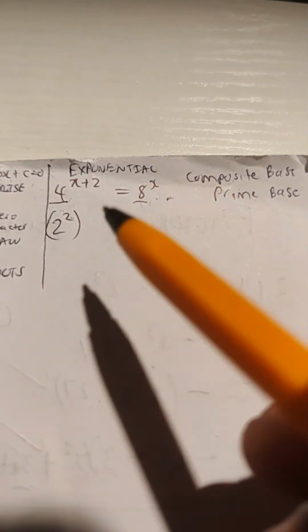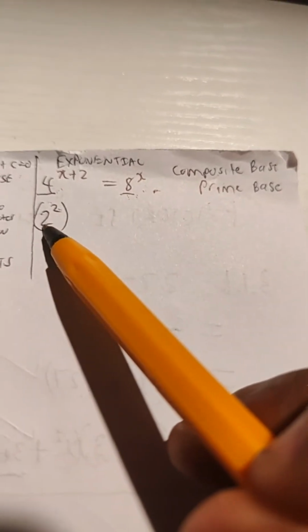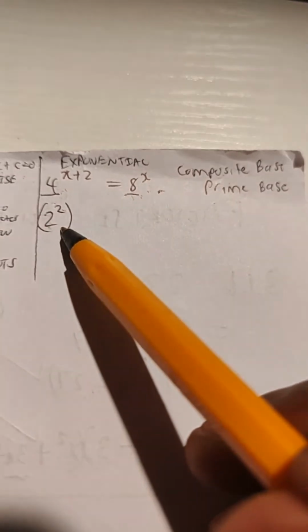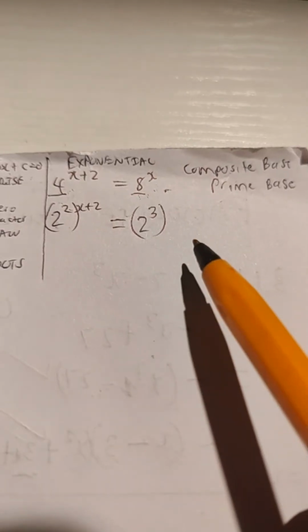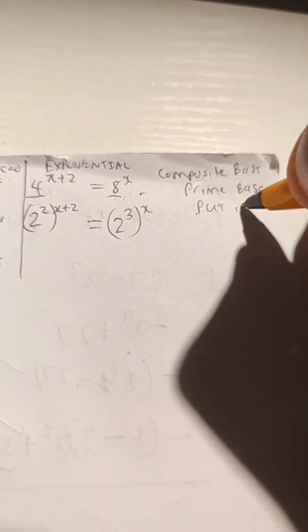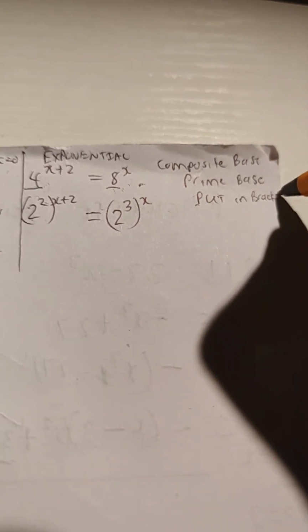Once you convert a base to a prime base, you write it in brackets. Then that x plus 2 there on the outside. 8 can be written as 2 to the power 3. Alright, very good, thank you. 2 to the power 3, 8. You put the x on the outside. So when we convert, please put in brackets what you convert.